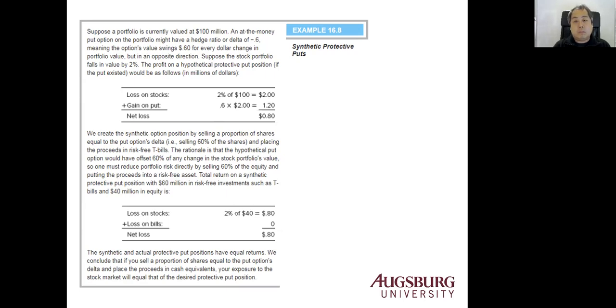Third, just the minor things, like put-call parity and the synthetic protective put. Just understanding this example will be enough for this class.